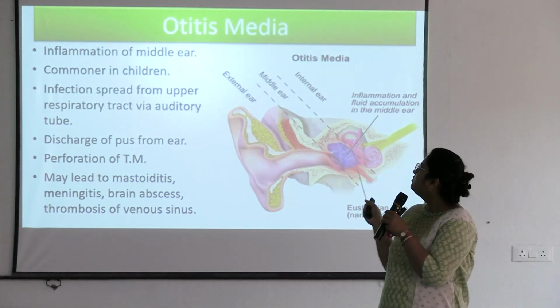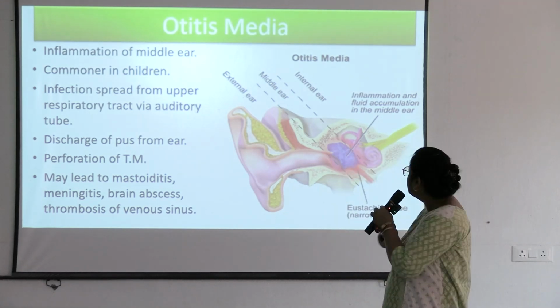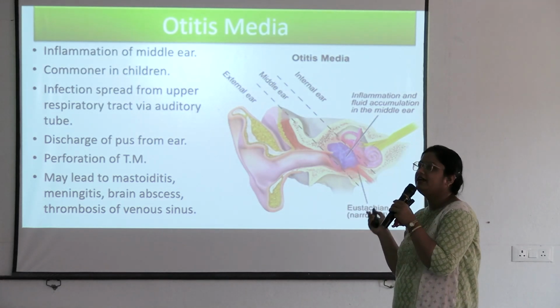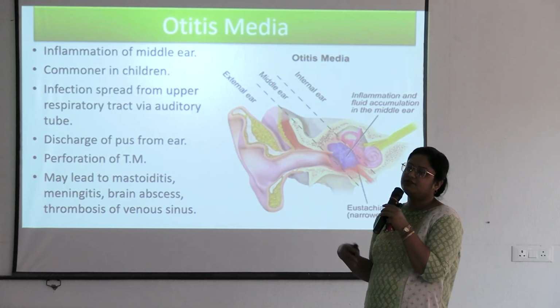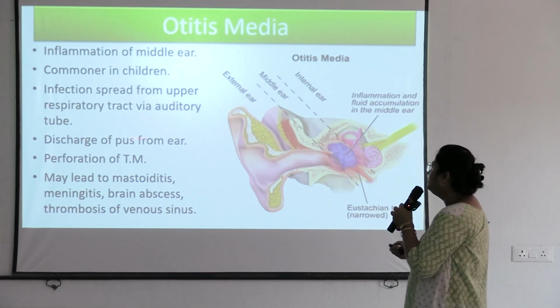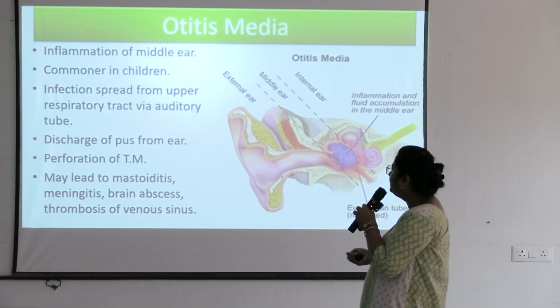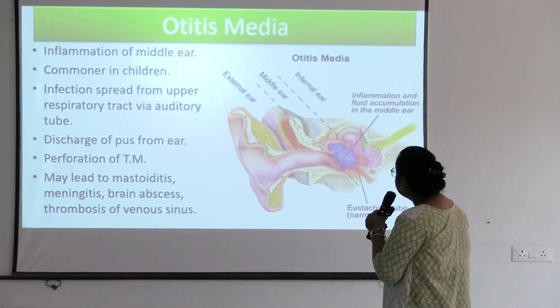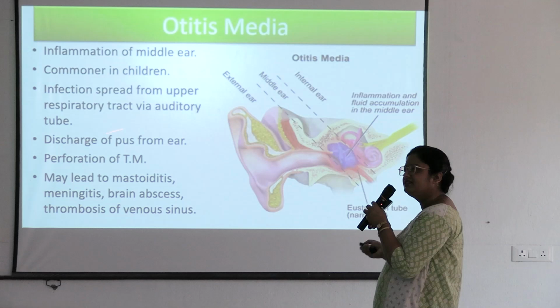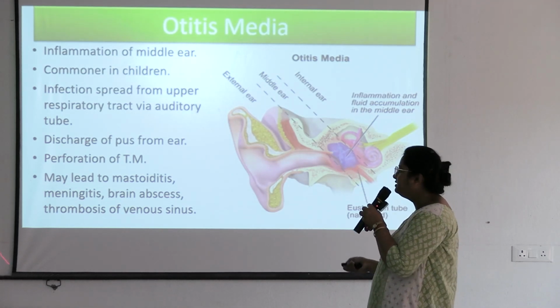And this comes in your explain why: in children otitis media is more common because in children this auditory tube is more horizontal, so there is high chance of infection in the middle ear, and there will be discharge of pus from the ear, perforation of the tympanic membrane, and the infection may spread to the mastoid air cells also and lead to mastoiditis.